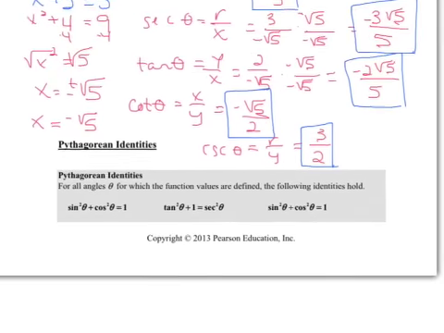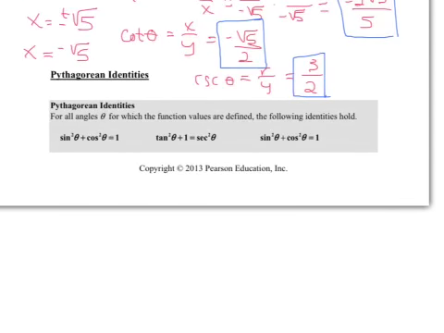Okay, so if we scroll down our page a little bit, it says Pythagorean identities. It says for all angles theta for which function values are defined, the following identities hold. So what I was going to do is give you an example of how each one is true. So it says sine squared of theta plus cosine squared theta equals 1.